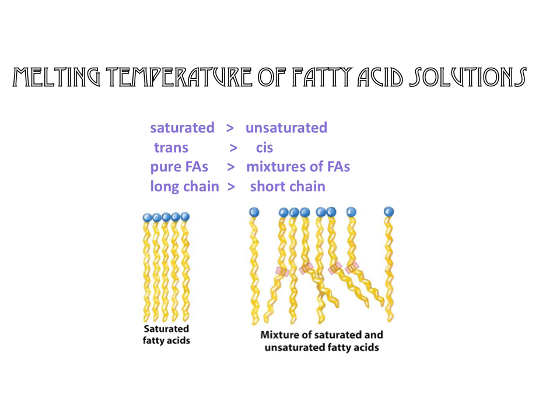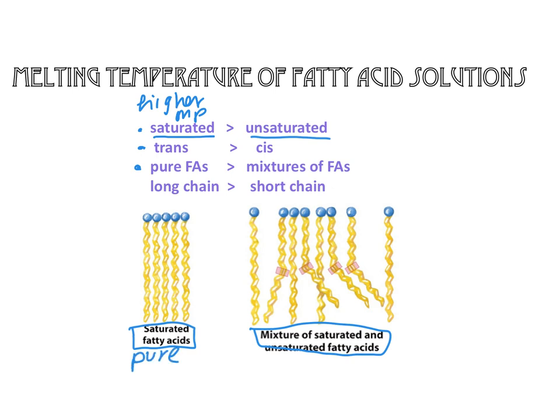So when we look at a mixture that is saturated versus unsaturated fatty acids, the saturated fatty acids are going to have the higher melting point or melting temperature than the unsaturated, because these just simply stick together much, much better. So that would be the difference between this saturated versus this mixture of saturated and unsaturated. You just see how they don't stick closely together, so the unsaturateds just can't form a solid. Trans fats, a mixture of trans fats versus cis fats, trans fats will also have the higher melting temperature. And then this would be considered pure fatty acids because they're all the same, versus a mixture of fatty acids, the pure fatty acids would also have a higher melting temperature.